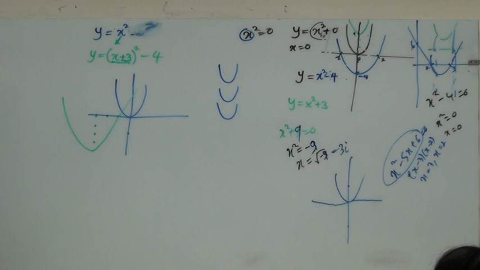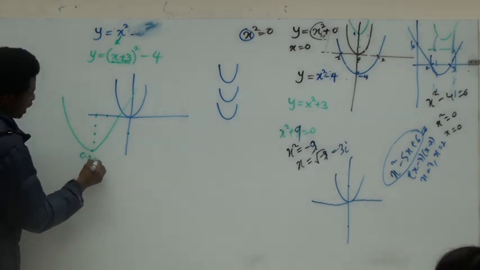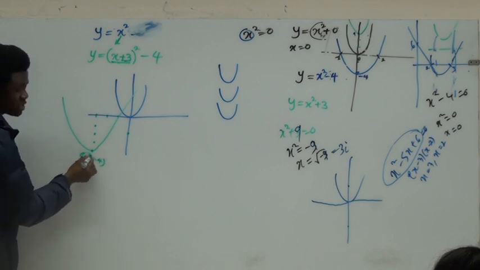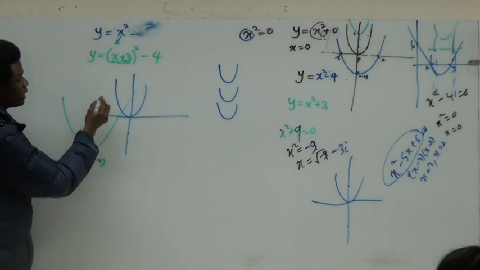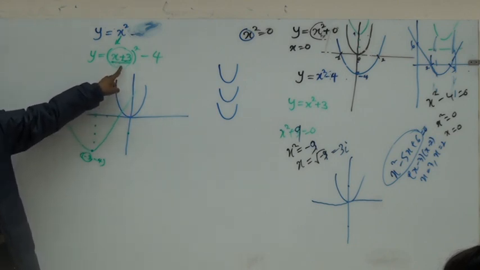Do you understand? So the bottom line is, this point is your negative 3 and what? Negative 4. So what is the value of x at this point? It is negative 3. This is the reason we equate this to 0 by default, because this tells us the movement on the x-axis.